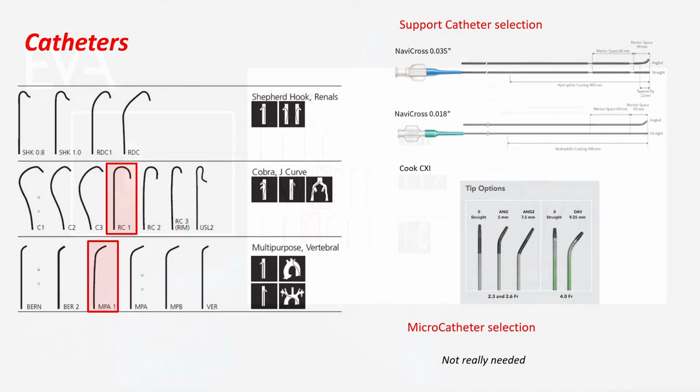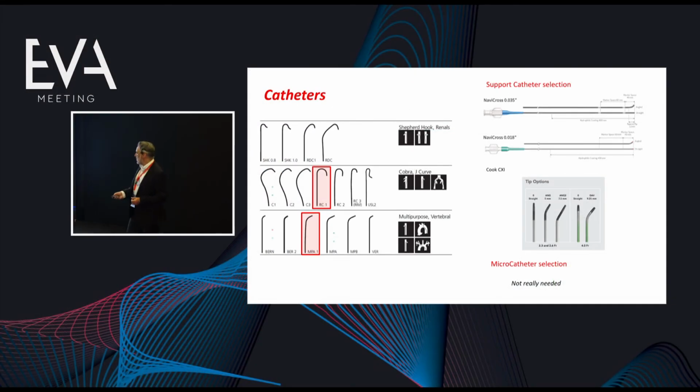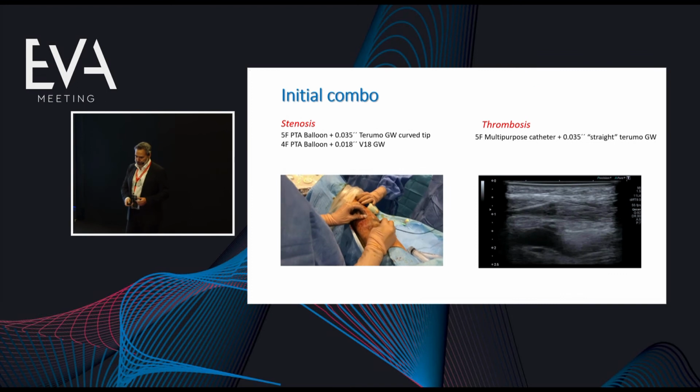Catheters, normally it's very simple to navigate in the fistulas. You only need 2 catheters, a multi-purpose one, and a half curved catheter if you want to work near the anastomosis. Highly recommendable support catheters, Navicross, Cook CXI for central occlusions, and we usually don't use micro catheters.